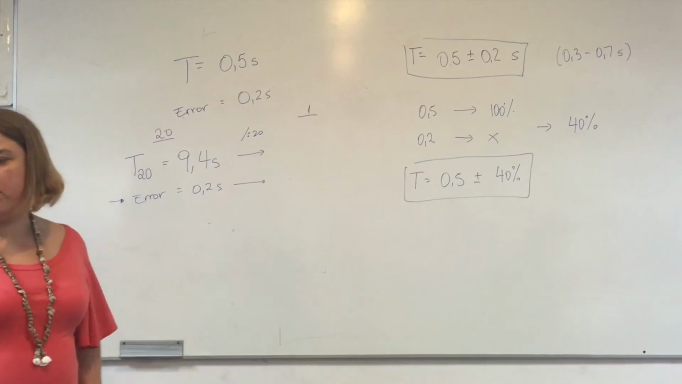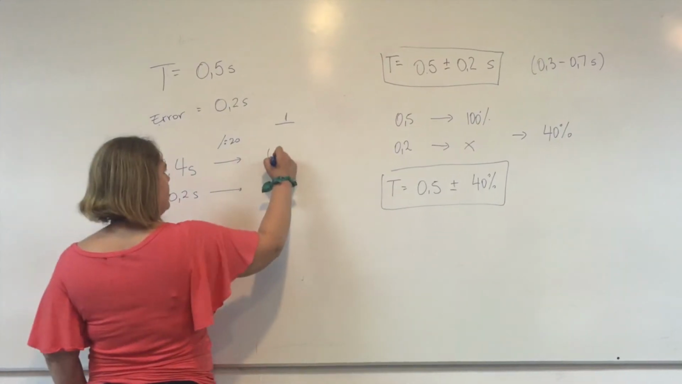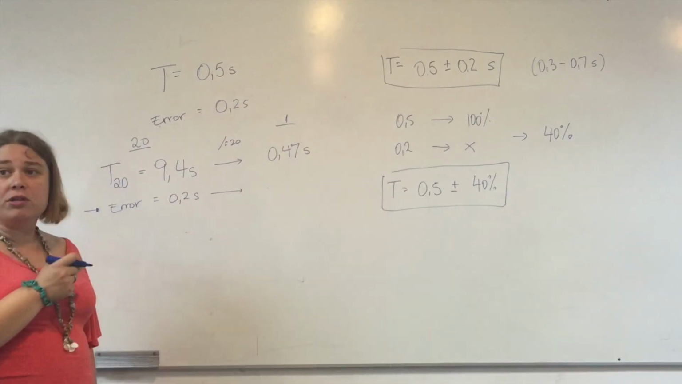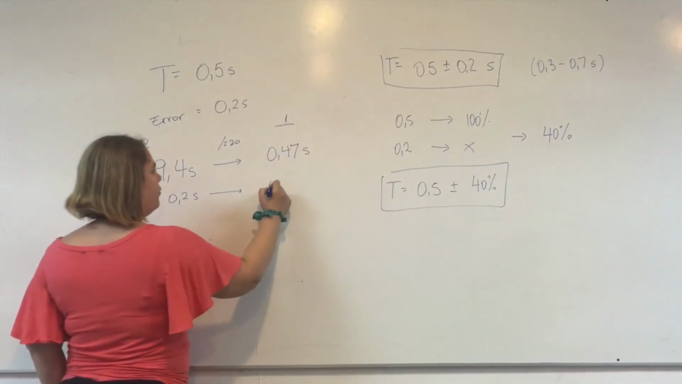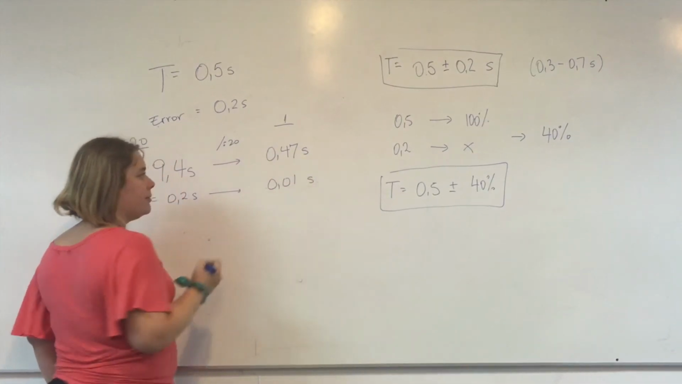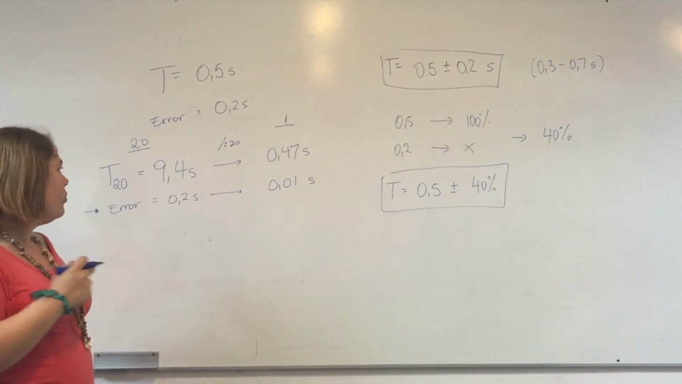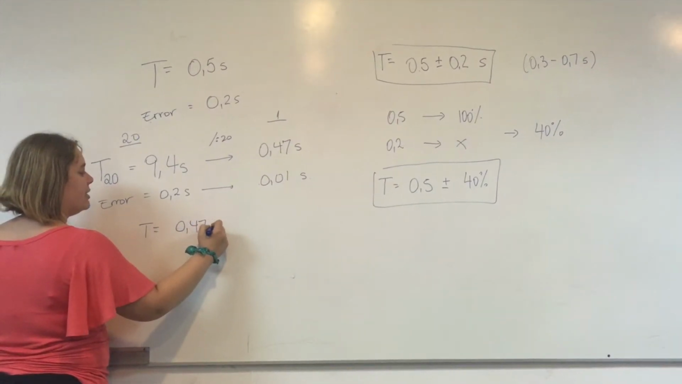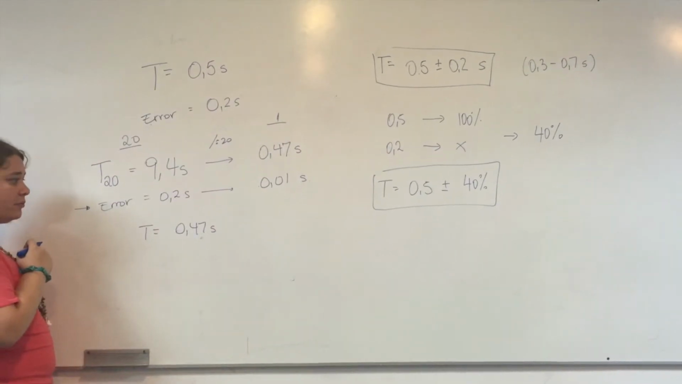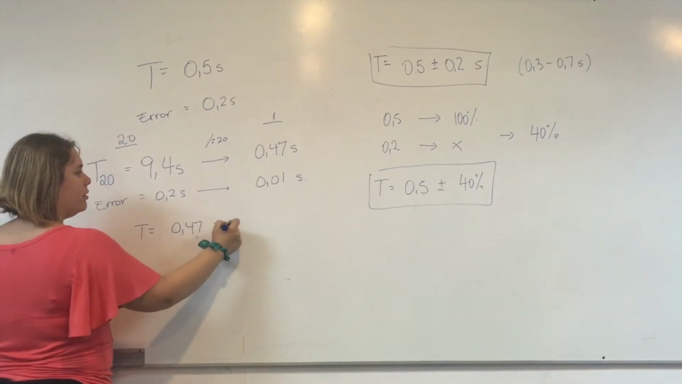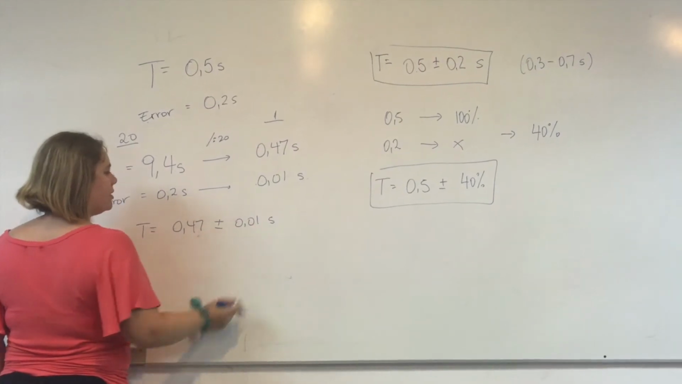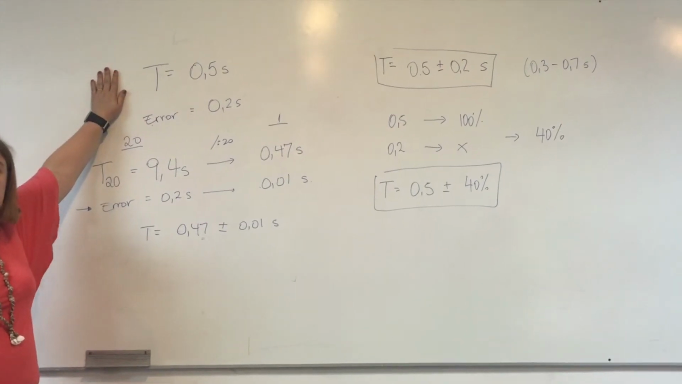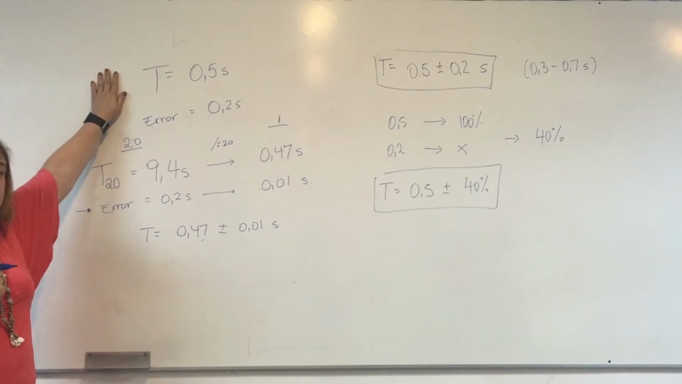So we're going to have 9.4 divided into 20. That's going to be 0.47 seconds. Whereas our error, also divided in 20, will be that of 0.01 seconds. Now if you notice here, we can express our period as 0.47 seconds now, instead of 0.5, with our error of 0.01 seconds. So this is a much lower error than we would get if we used only one swing of our pendulum.